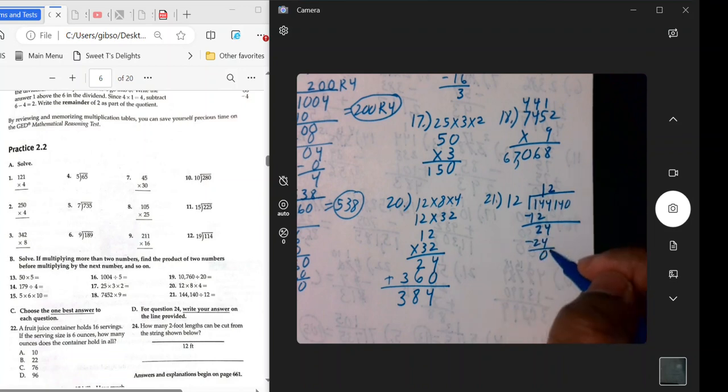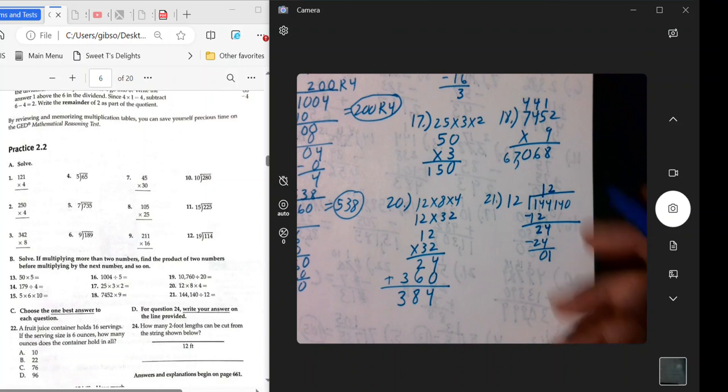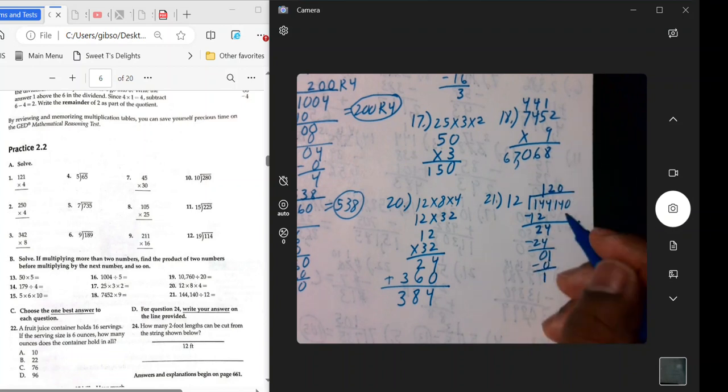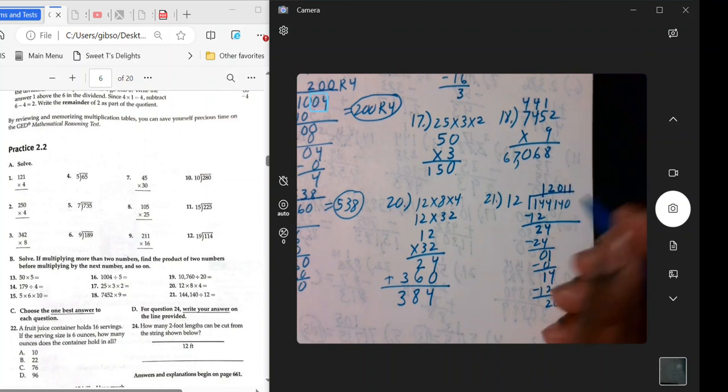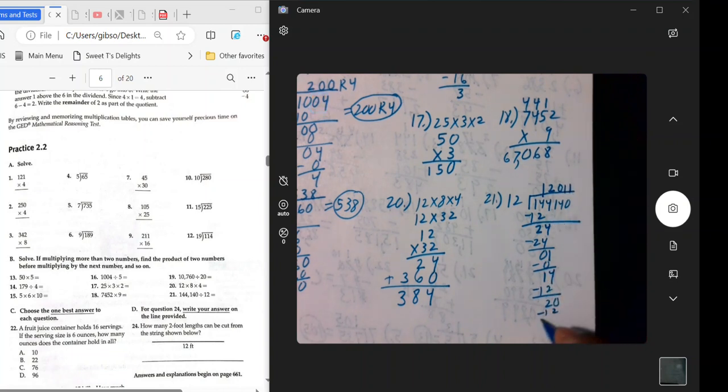So 0, we'll bring down our 1. 12 goes into 1 0 times. So we have 1. Now we bring down our 4. 12 goes into 14 one time. 1 times 12 is 12. 14 minus 12 leaves us 2. And then we'll bring down our 0. 12 goes into 20 once. 1 times 12 is 12. 20 minus 12 is 8.